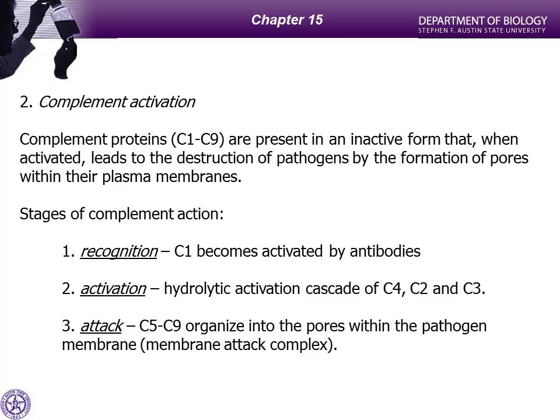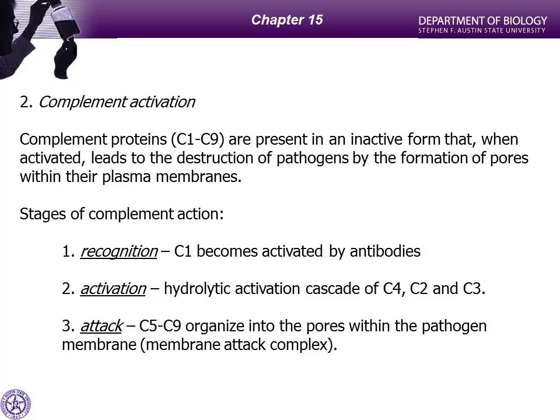C1 then is an enzyme that can go on to cleave and activate C4. That cleaves and activates C2. You see the domino effect again, like we had the clotting cascade. C2 is going to activate C3. C3 in many ways is going to be like factor X. You know that point in which these two pathways converge? C3 is going to be a convergent protein again for two pathways that we're going to talk about.